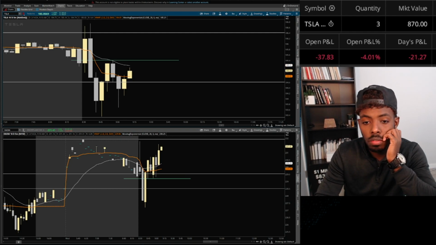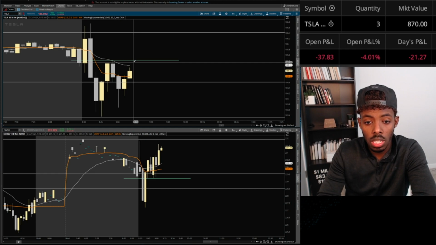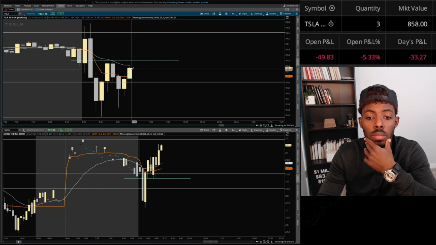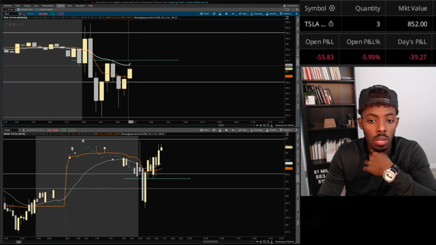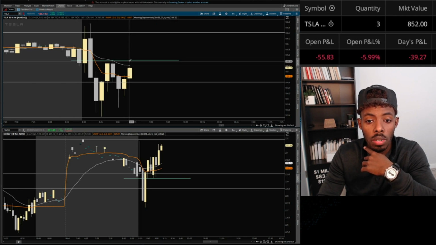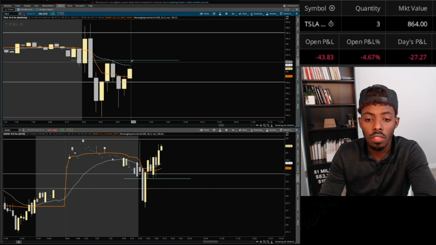Waiting patiently for it to go to our stop loss, and that's it. So far, it's not looking good. Our odds of this trade being successful have drastically decreased because now we've opened above the VWAP. Now we're testing here, which is okay, and this is our stop loss right here. I'm willing to add one more put here if it goes over here. That's it.